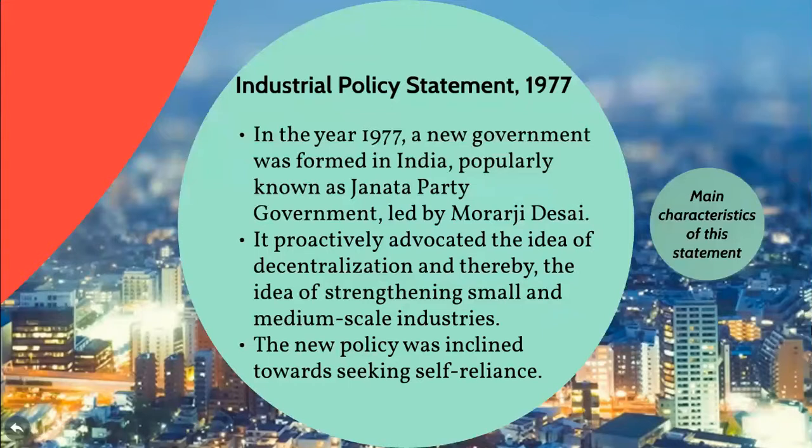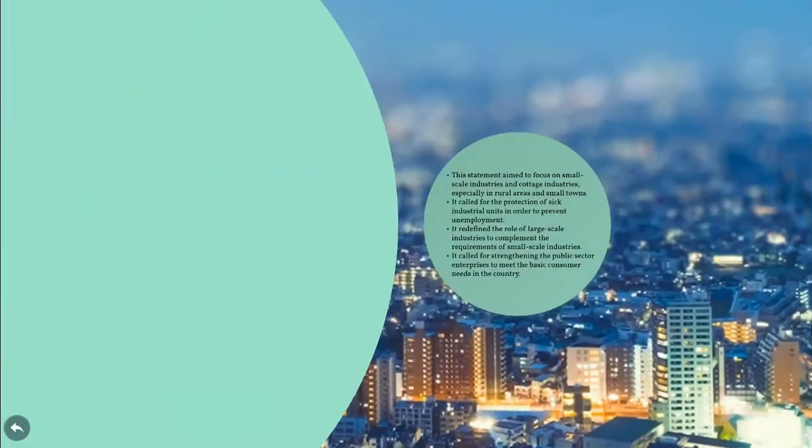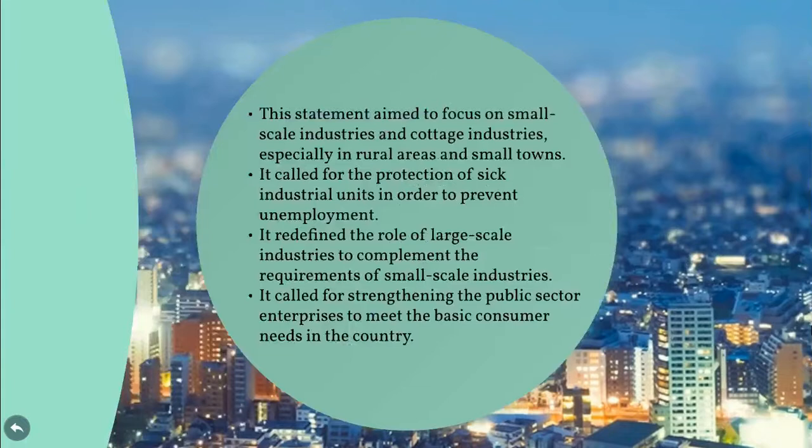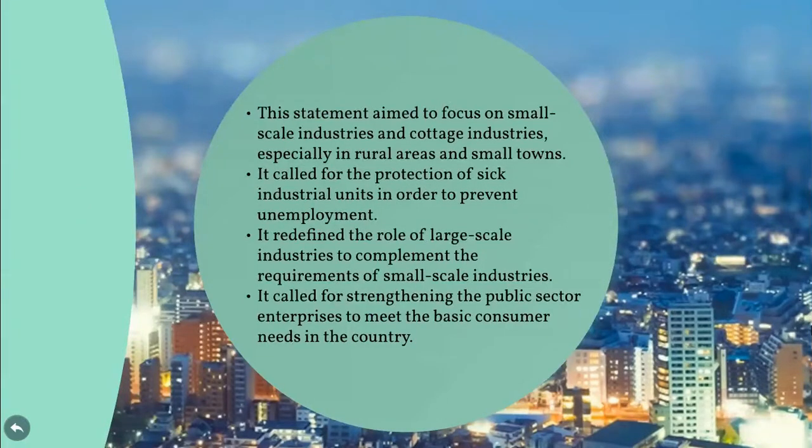Around 1985 there were certain other changes in policies, but that's not that important as compared to 1991. So after 1977, I'll directly go to 1991. One more thing I forgot. In 1977, the main characteristics were aimed to focus on small scale industries, cottage industries, especially in the rural areas and small towns. It called for protection of sick industrial units in order to prevent unemployment.